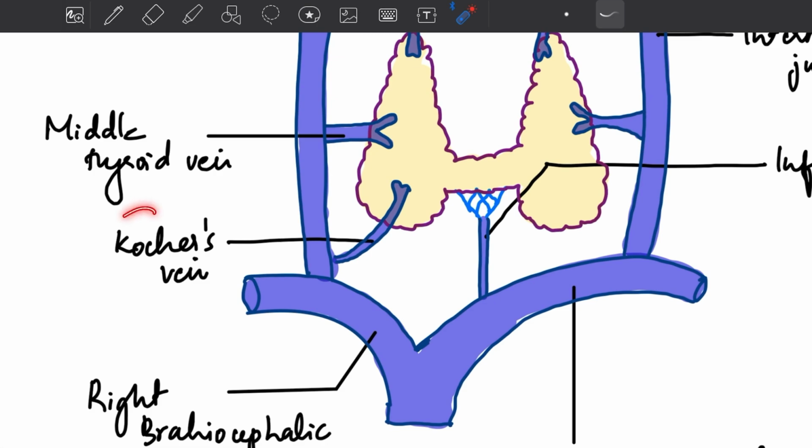We have a small vein called the Kocher's vein, which arises from the right internal jugular vein. This is the Kocher's vein, this is the right internal jugular vein.